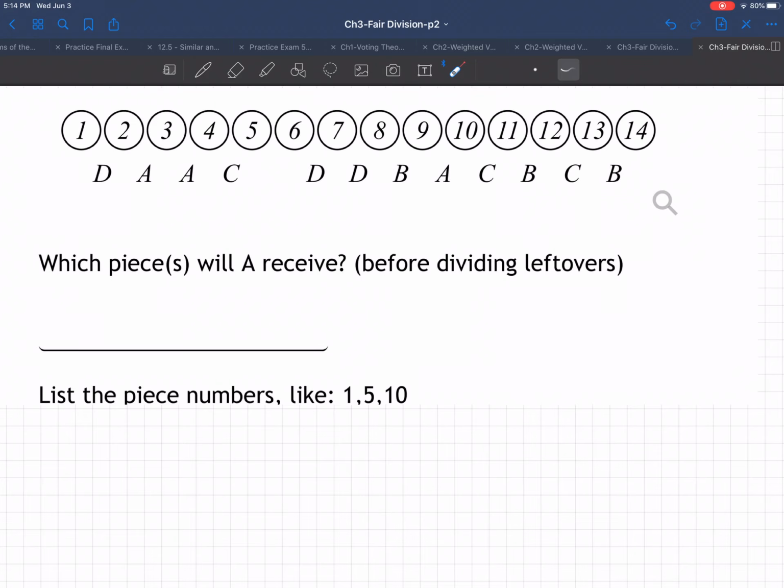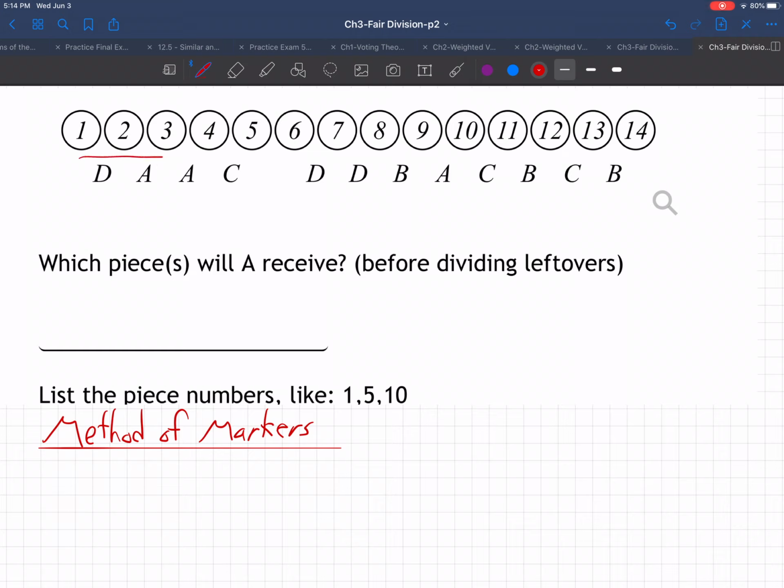We have the method of markers on this problem. I'll write that down here for you. The method of markers. Okay, so this is all about marking off a string of candies.